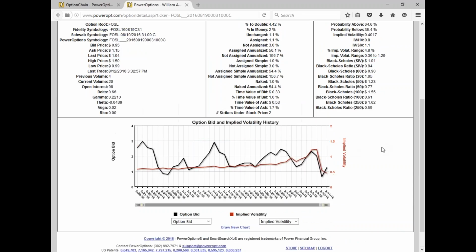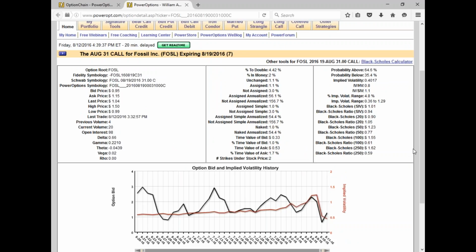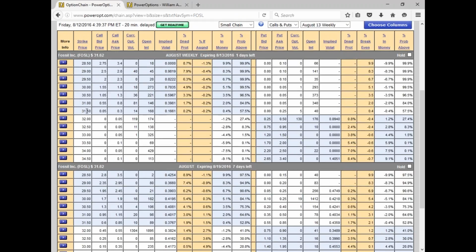Now, when I was looking to do a strangle on Fossil, I knew that I wanted to go a couple strikes out of the money. I didn't necessarily want to overpay. The stock was at $30.70. So I went to the option chain. I went to the strangle search first, but then I went to the option chain.